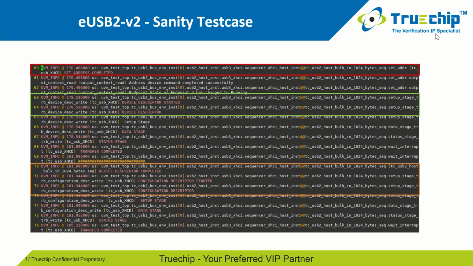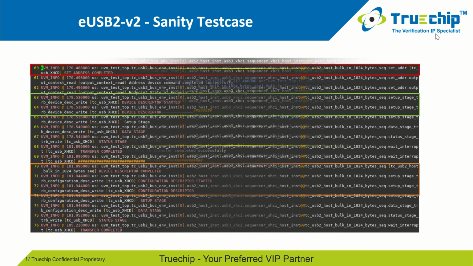Finally, in the enumeration phase, we have the get configuration descriptor. This provides the host with information about the device's supported configuration, including power requirements and interface settings. This completes the enumeration process, ensuring the host is fully aware of the device capabilities.